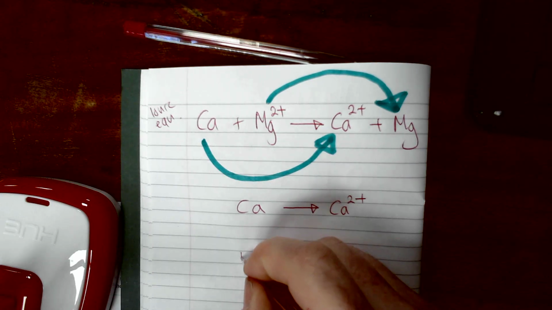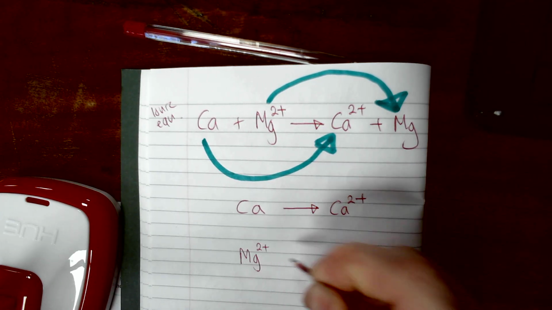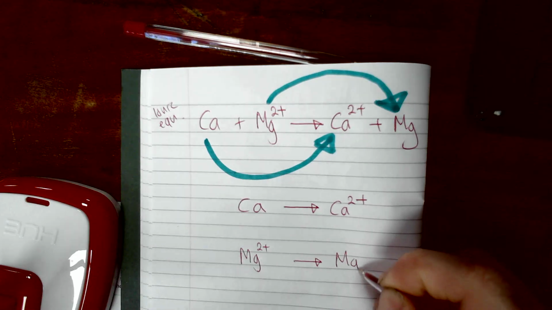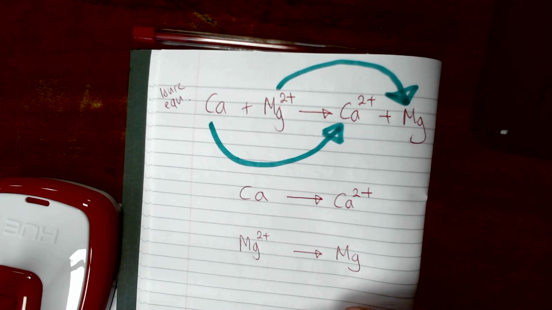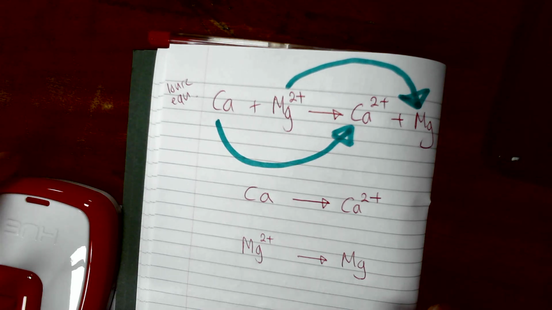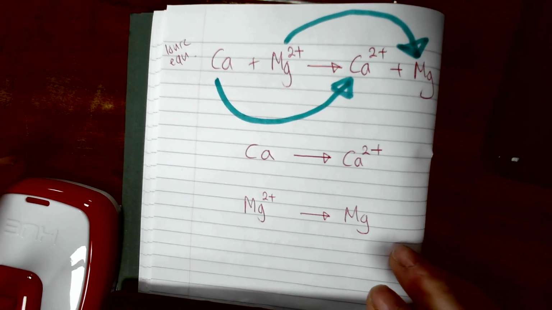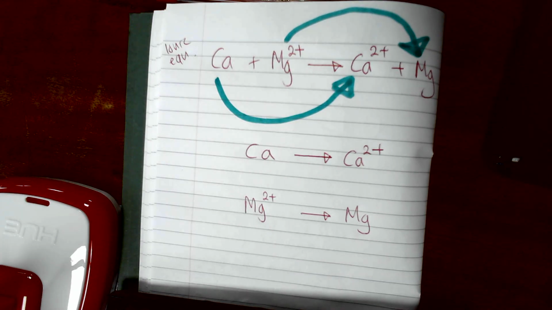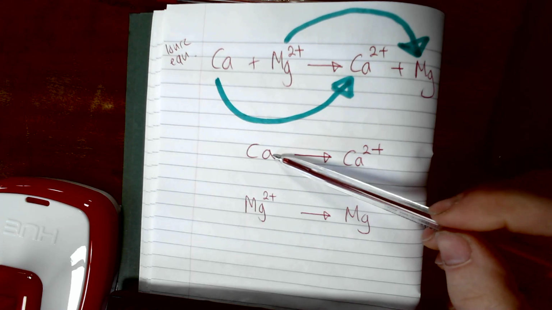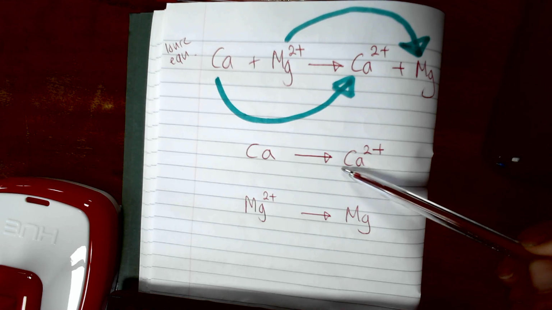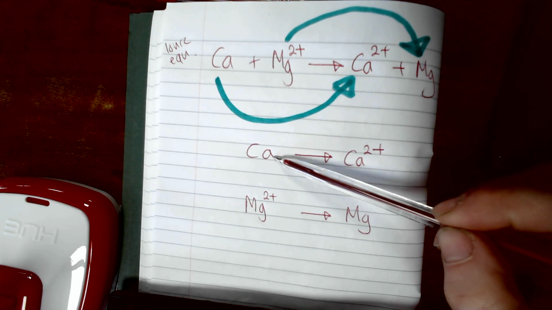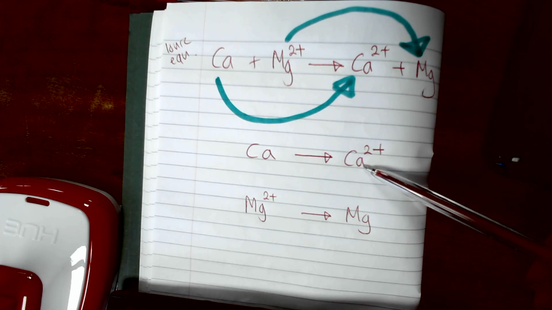And in the other half equation, magnesium 2+ becomes Mg. All right. So, we are finally at the point where we can balance these half equations. And this is the story of electrons. I want to know what has happened when calcium becomes calcium 2+ in terms of electrons. How does calcium become a calcium 2+?